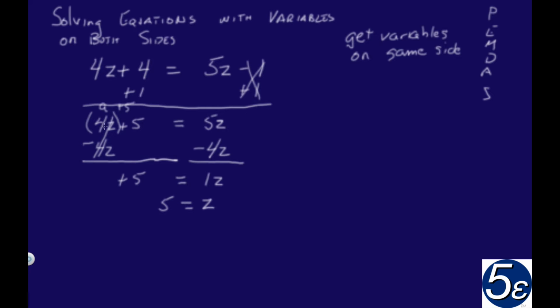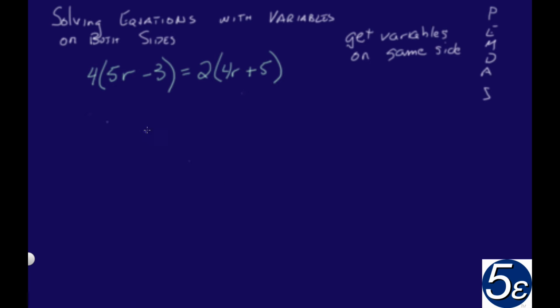Now we could check this quite easily by taking the 5 and plugging it into the z over here to see if this works. And this is a good idea to do. So if we do the check, we end up with 4 times 5, which we know is 20, plus 4 is equal to 24. Now if this works, we should get the same thing on the other side. And on the other side, we had 5 times 5 minus 1. So 25 minus 1 is also equal to 24. And so we end up with the two matching.